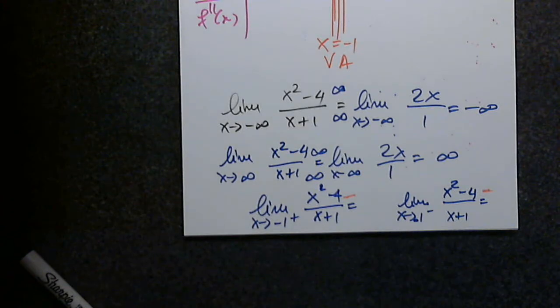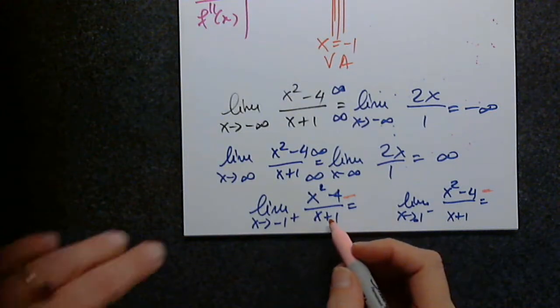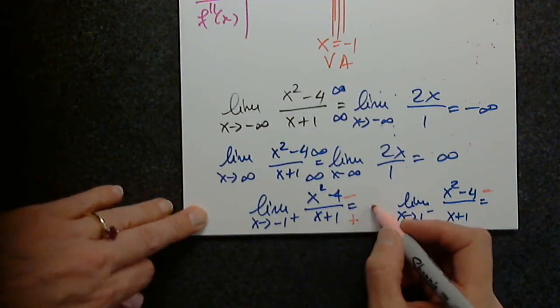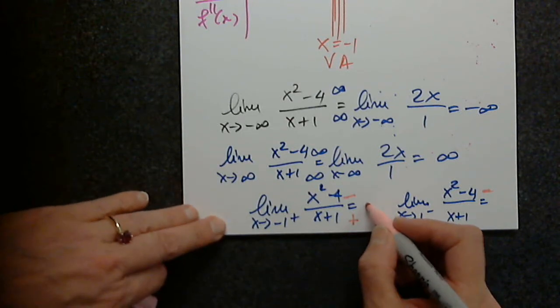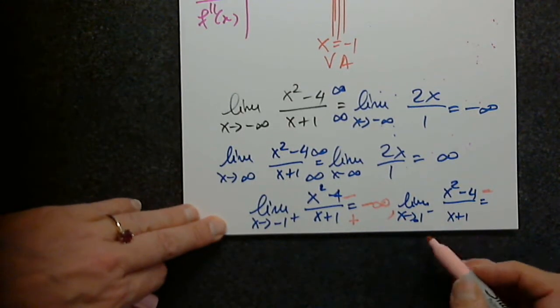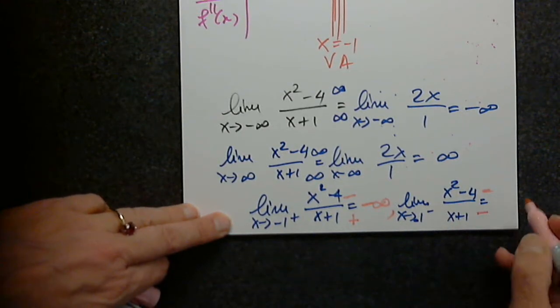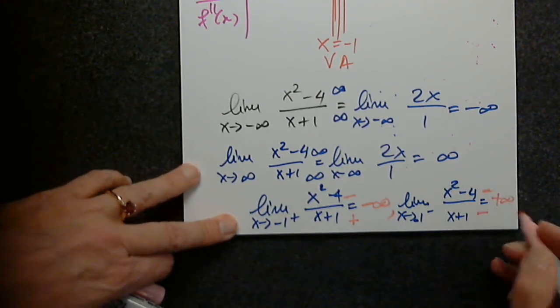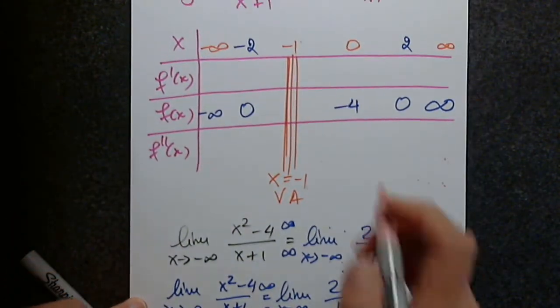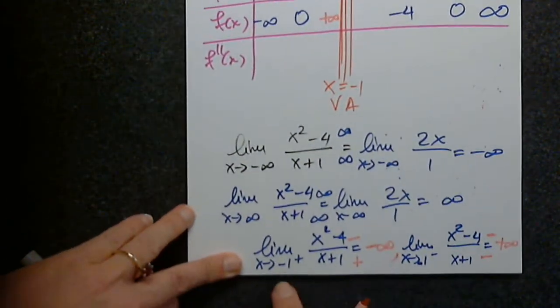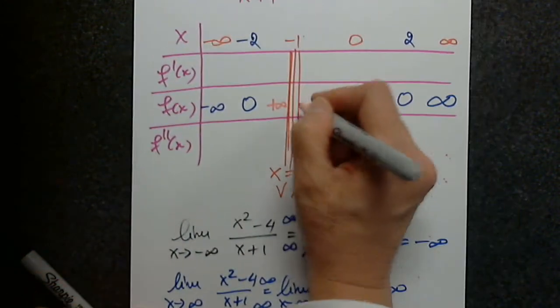But now negative 1 from the right means negative 0.9. So negative 0.9 is positive, so the answer would be? Very good, awesome. And now negative 1.1, negative, so then the answer is? Good. So negative 1 from the left is positive infinity, and negative 1 from the right is negative infinity.